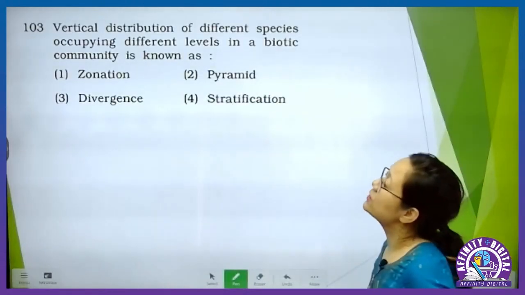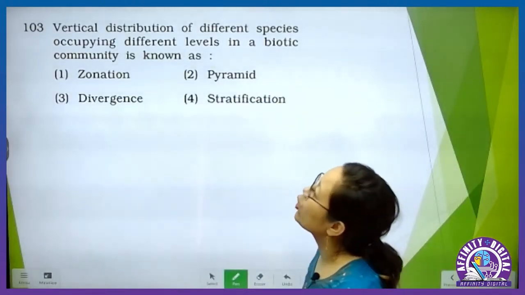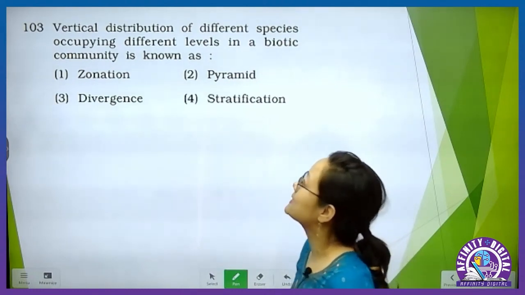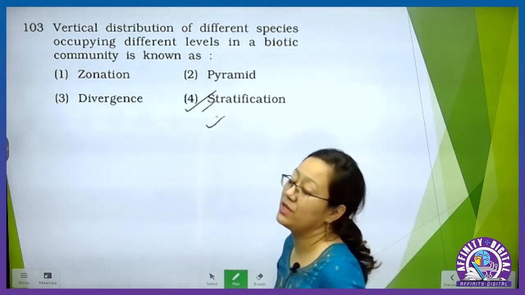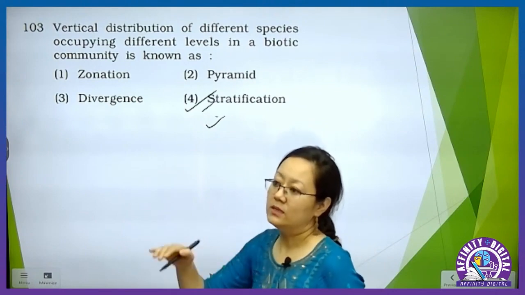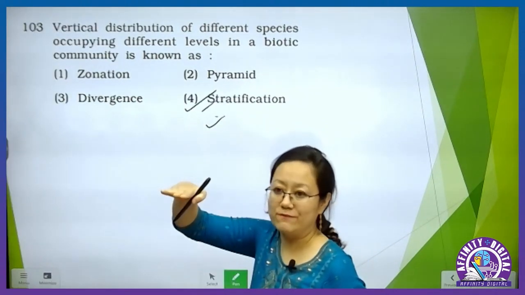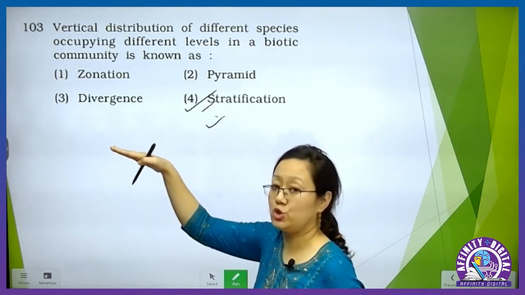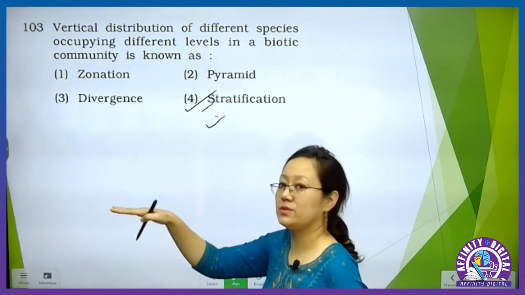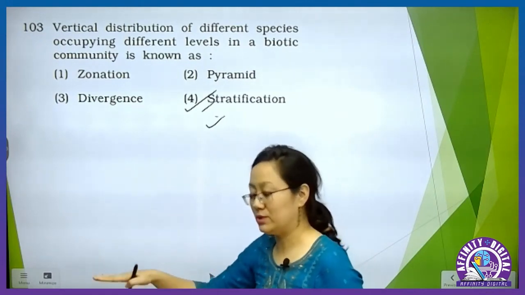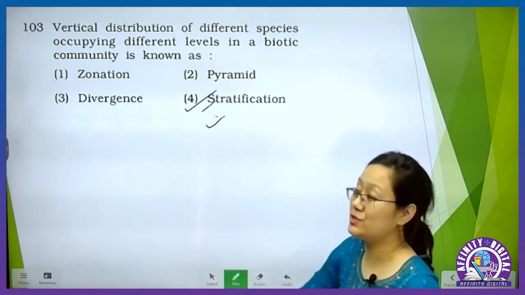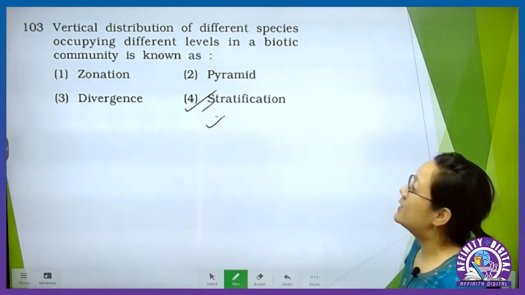Vertical distribution of different species occupying different levels in a biotic community is known as. This should be stratification. Stratification means the vertical distribution of the different species components. Suppose trees will be at the top level, then comes the shrubs at the second level, then comes the herbs that will be at the bottom level. So this vertical distribution of the species is called stratification.